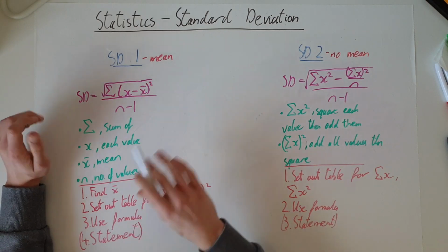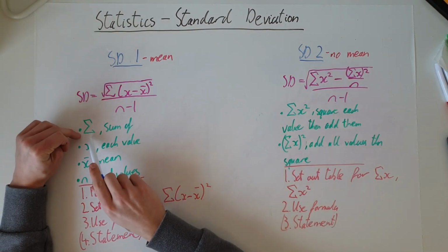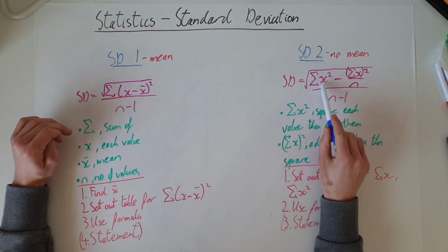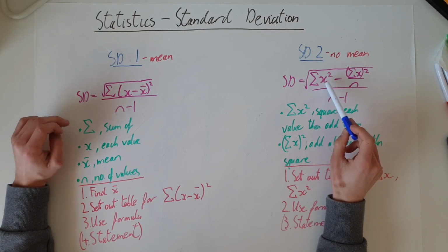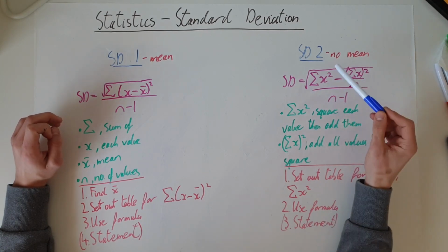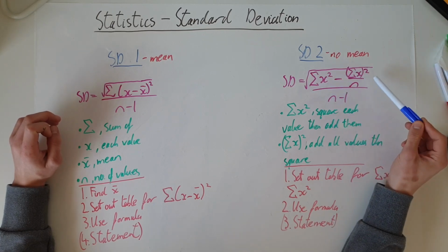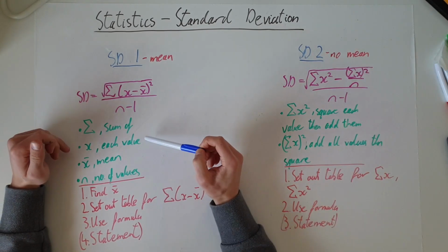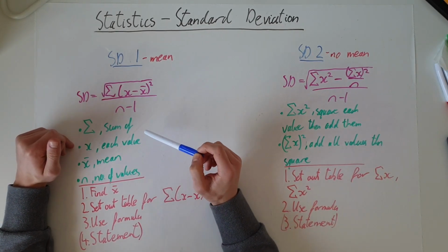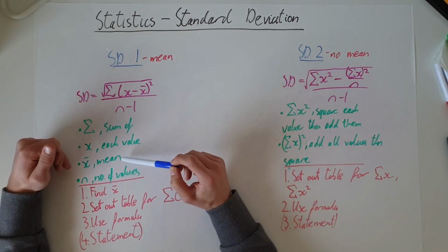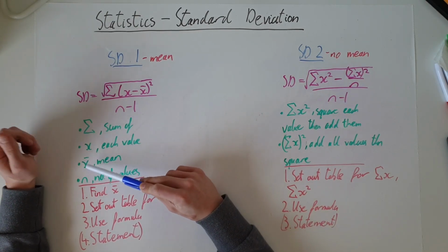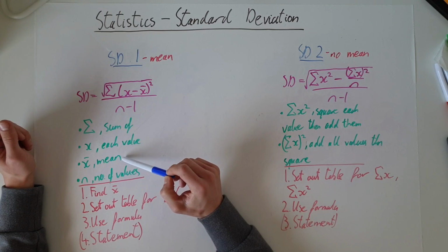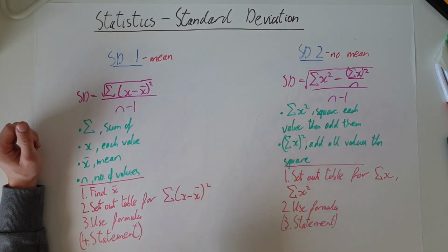So first of all, just going through the symbols. This is what we call the sum of. This symbol just means the sum of. So for example, here this means the sum of x squared. So we'd square each value and then add them all together. And then here we would add all the values, then square them. Next, x just represents each individual value. This is pronounced x bar. It has a dash on the top of it. So x bar just means the mean, and then n is the total number of values.